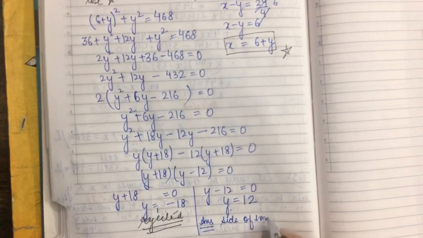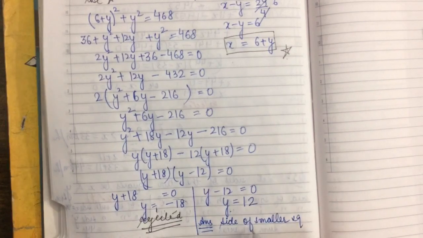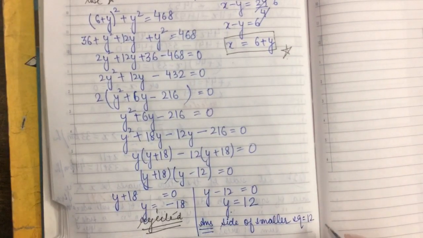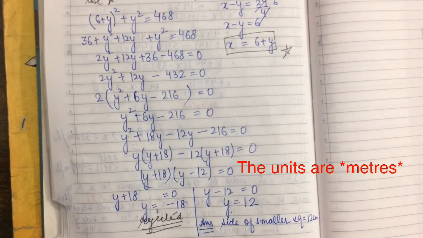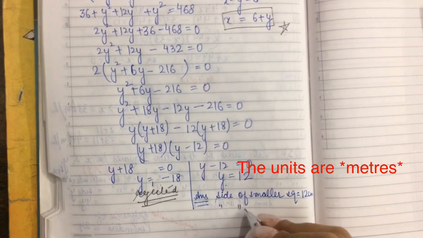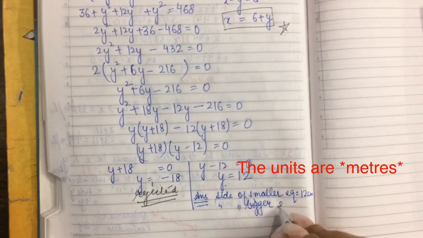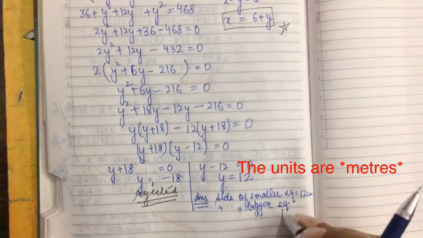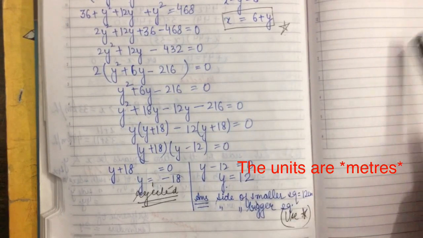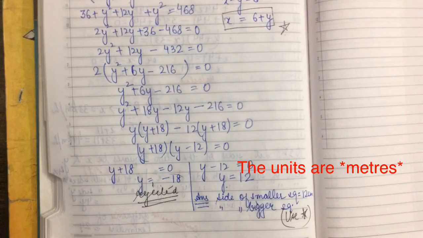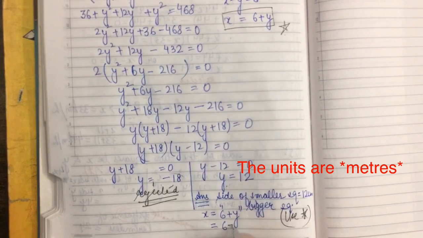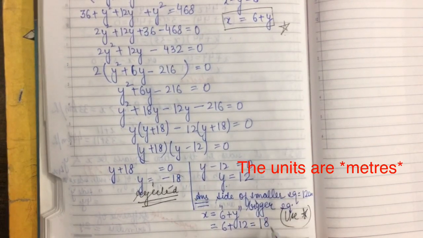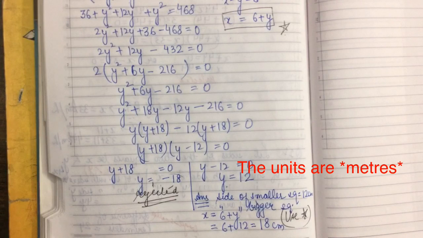Side of the smaller square is 12 centimeters, the units are centimeters, and from here the side of the bigger square, for this I'm going to use this result, x equals 6 plus y. So this will be 6 plus 12 equals 18 centimeters. This is the answer for the 11th question. With this, your exercise is complete.